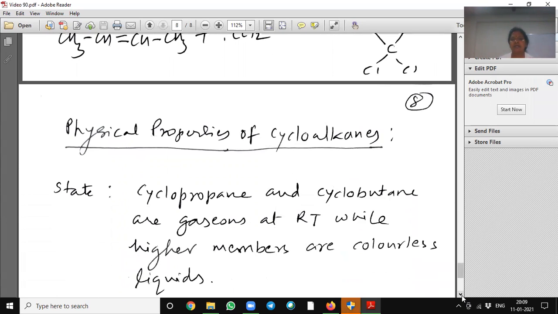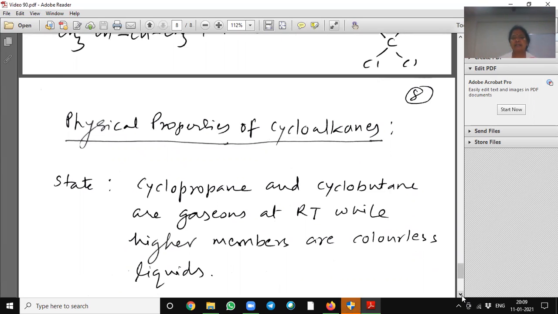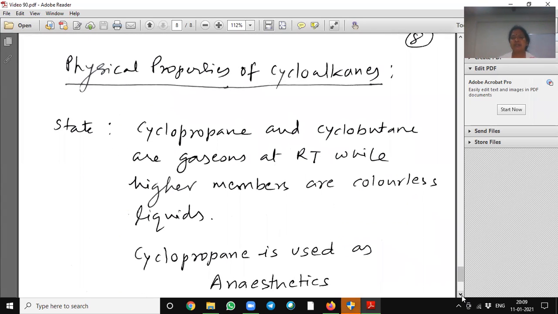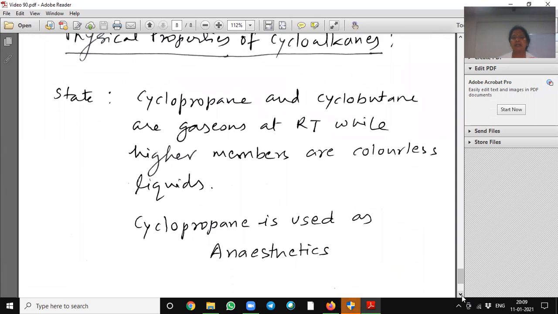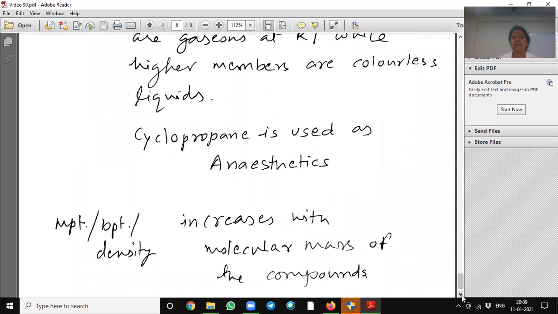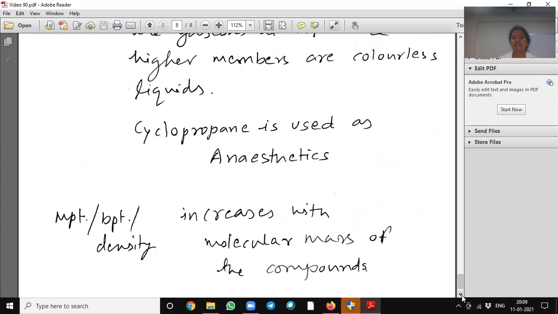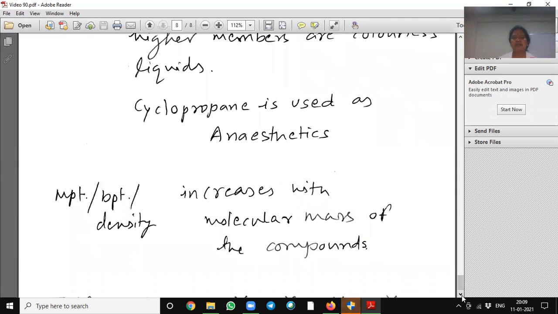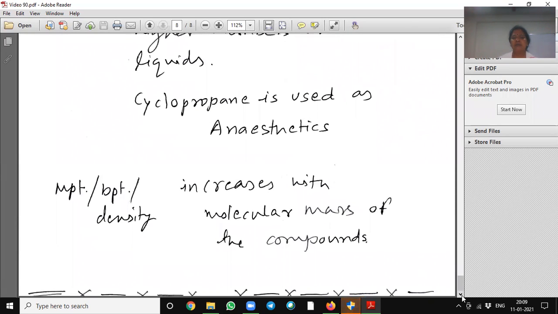Physical properties of cycloalkanes. Cyclopropane and cyclobutane are gaseous at room temperature, while higher members are colorless liquids. Cyclopropane is used as an anesthetic. Melting point, boiling point, and density increase with molecular mass of the compounds. So this is about the cycloalkanes.